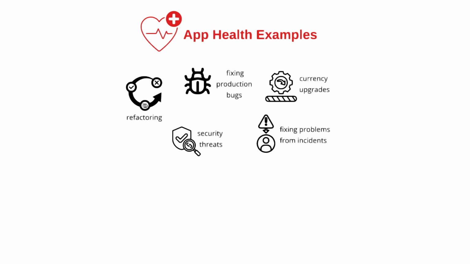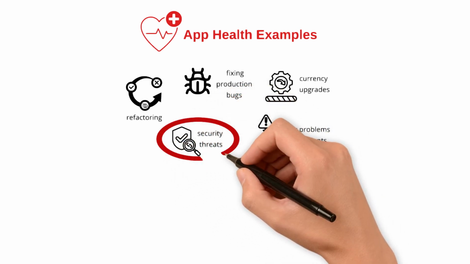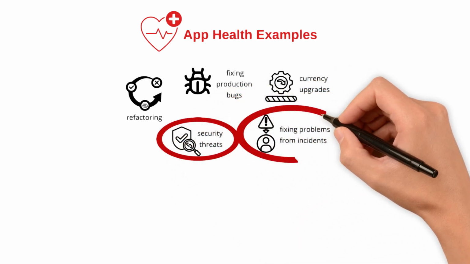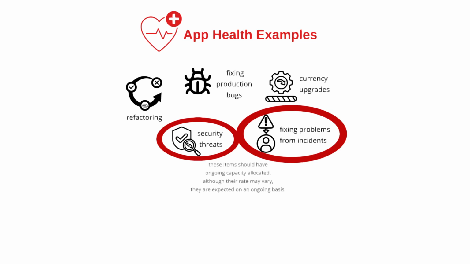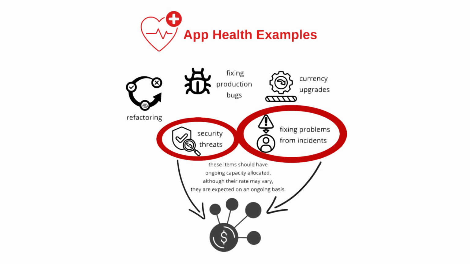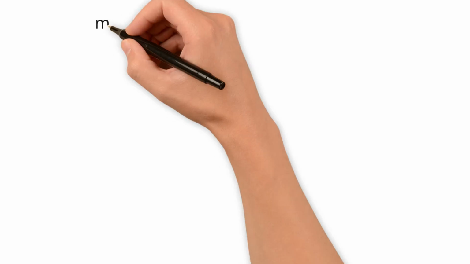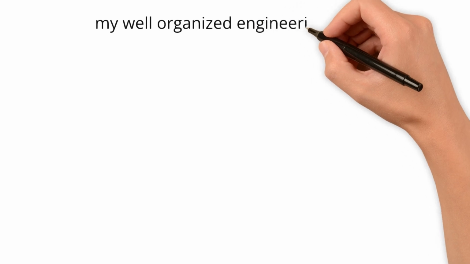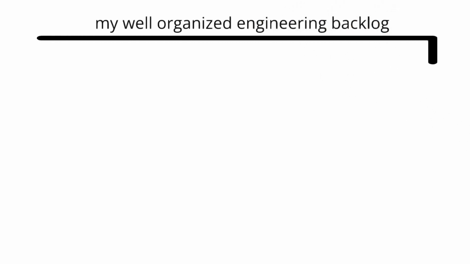Some of these items are difficult to plan for, but should have an ongoing amount of capacity reserved for them. For example, security threats and problems out of incident postmortems we know will happen. We just don't know exactly how much and when. We can, however, reserve capacity based on past trends and make that capacity available for other work when it's not needed for maintenance.